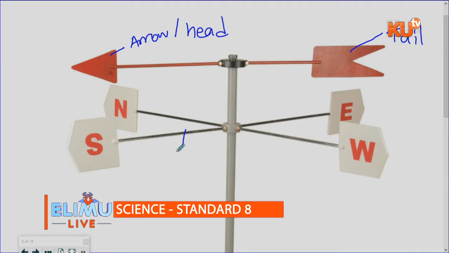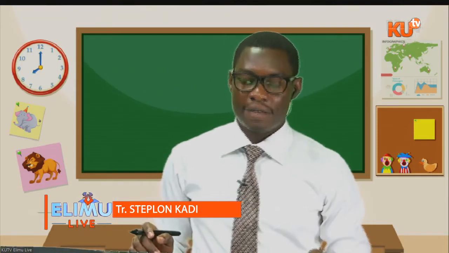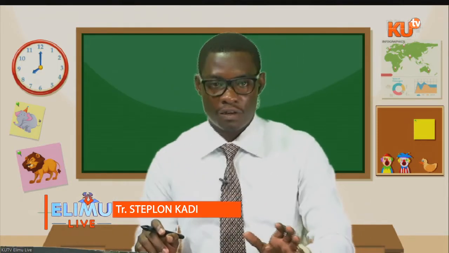You can be asked, what is the function of the compass in a wind vane? The function of a compass in a wind vane is to show direction. When you look at that wind vane, you can see it has the 4 cardinal points, that is the north, the south, east, and west. So that is the diagram of a wind vane.